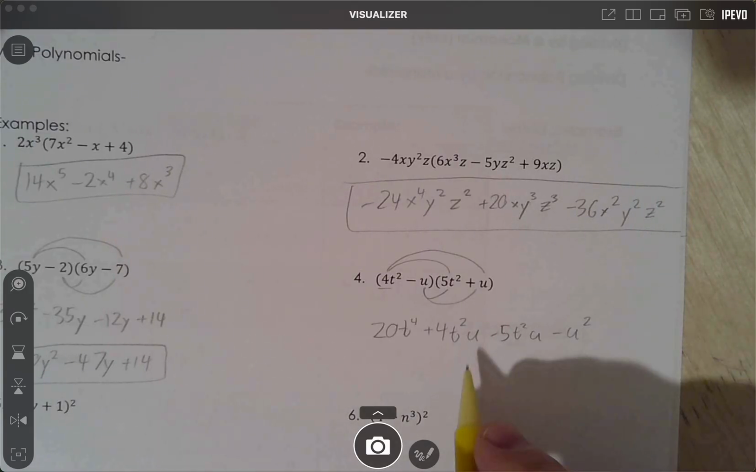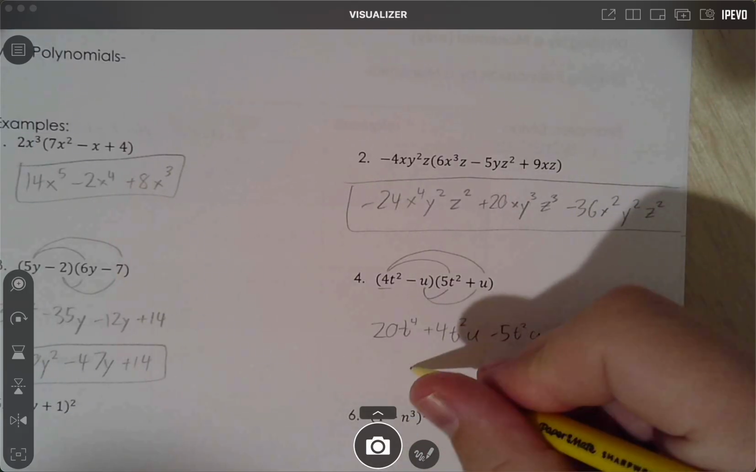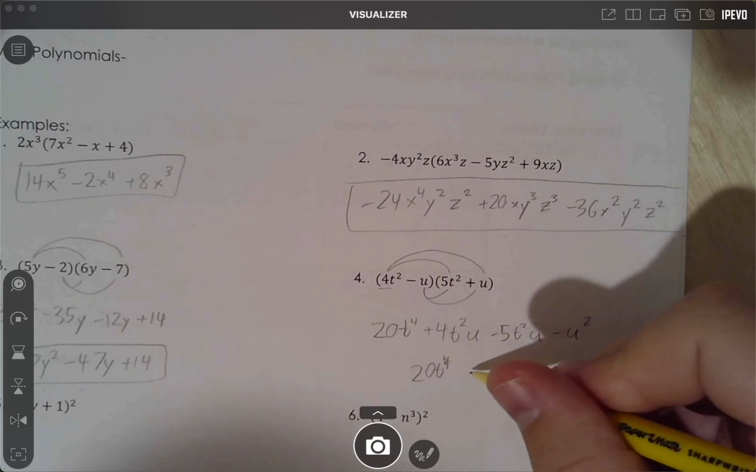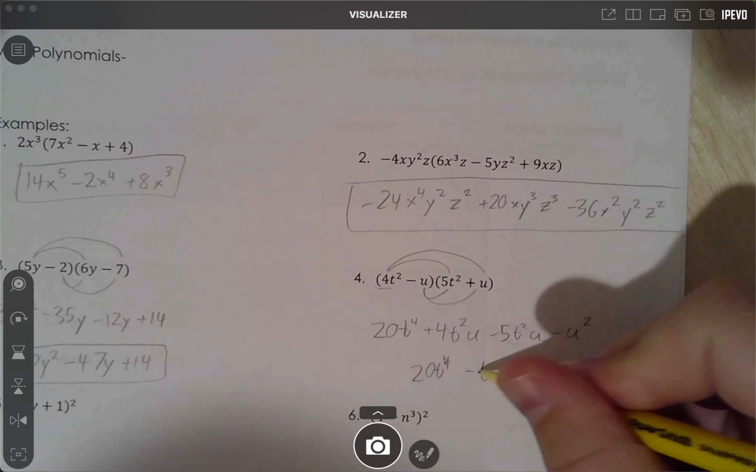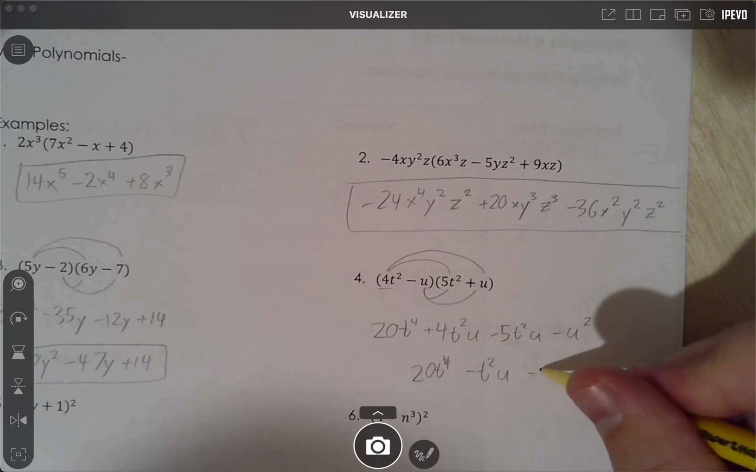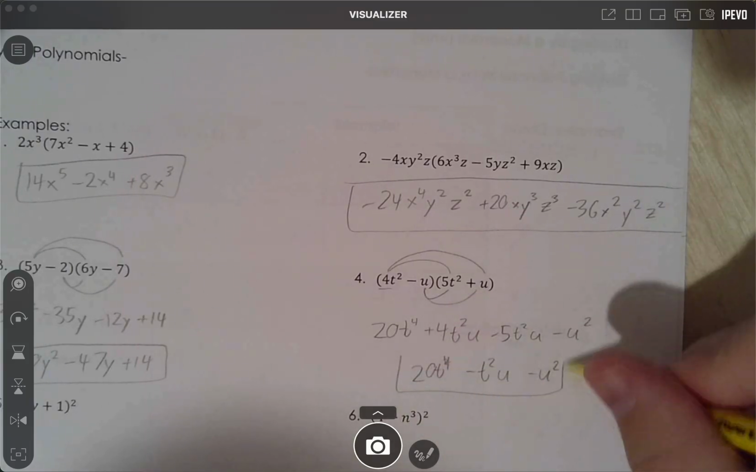Now, because I reordered them alphabetically, it's clear to see that there are still some like terms from my multi-term distribution, or from my foiling. There's a negative 1 t squared u now in the middle, and the negative u squared at the end.